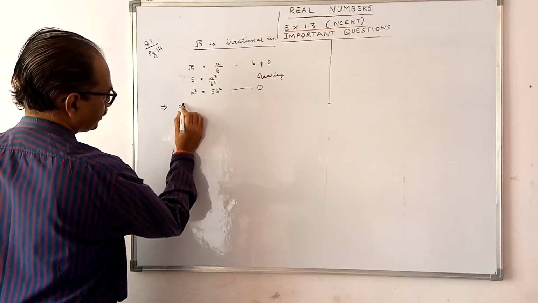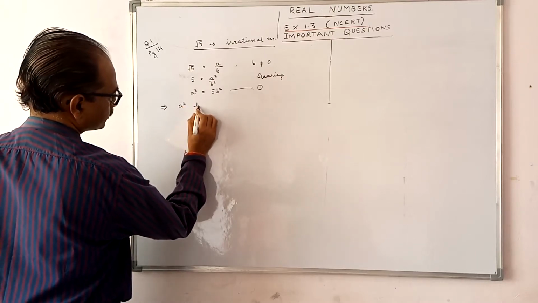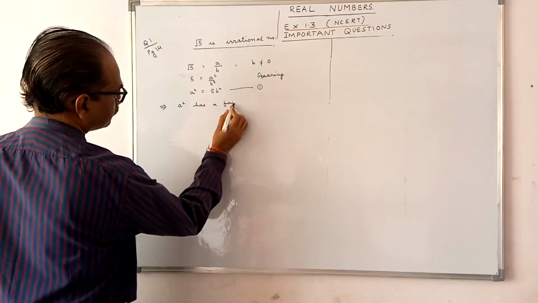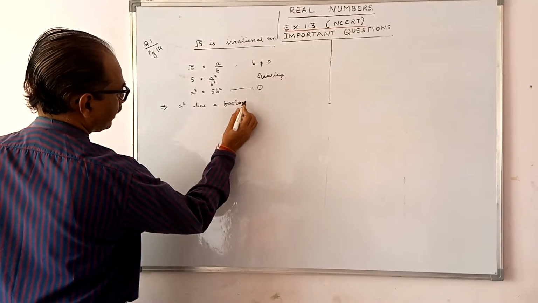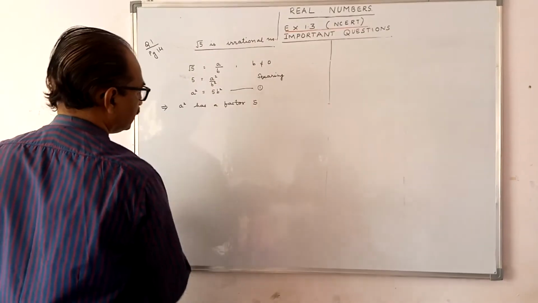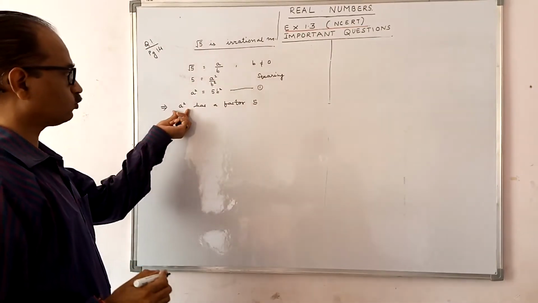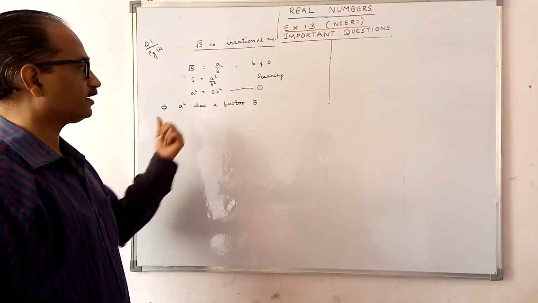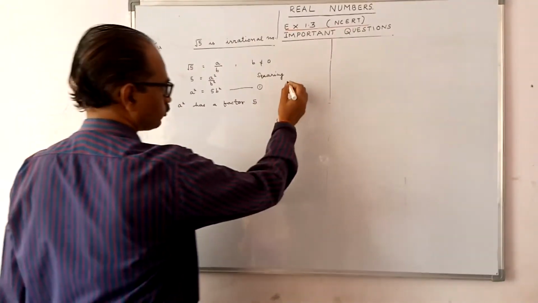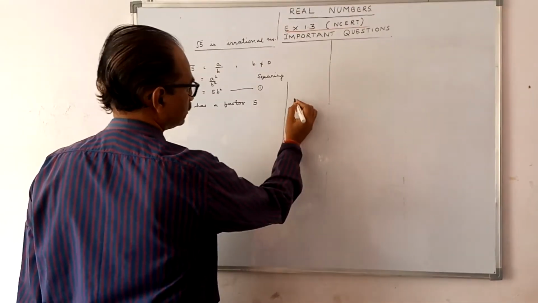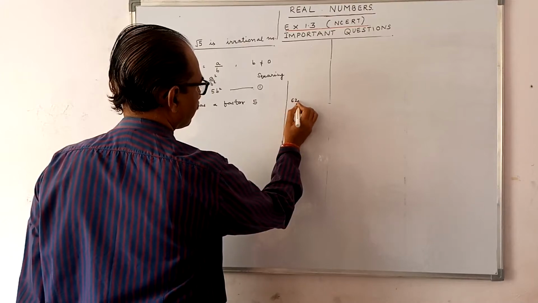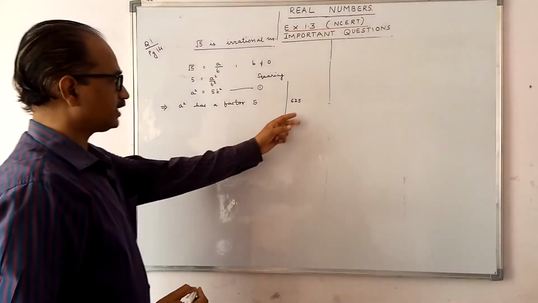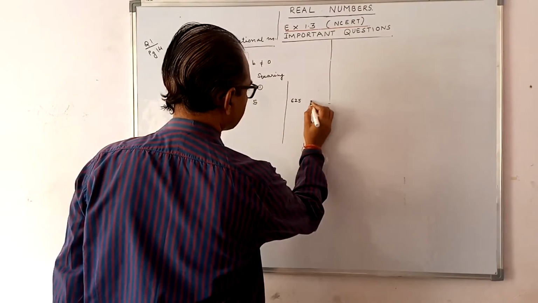Therefore, a square has a factor 5. Now, if there is a number whose square has a factor 5, that means the number should also have a factor 5. Suppose there is a square number, say 625, which is a square of some number. So this number has a factor 5.